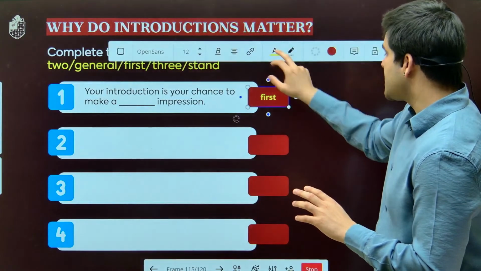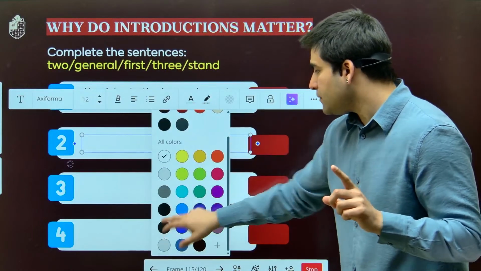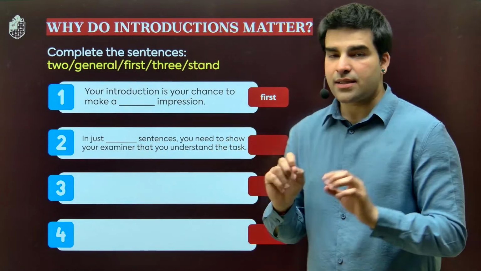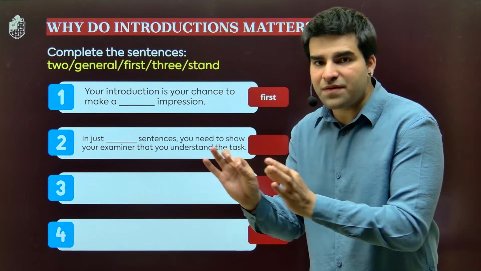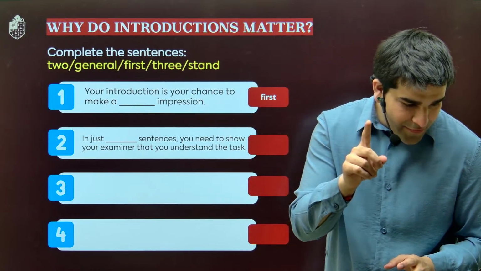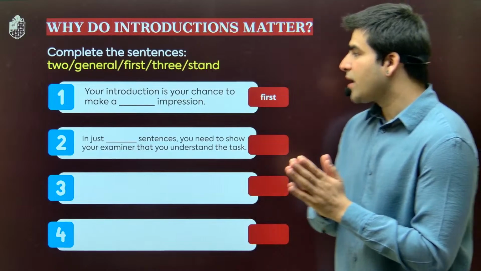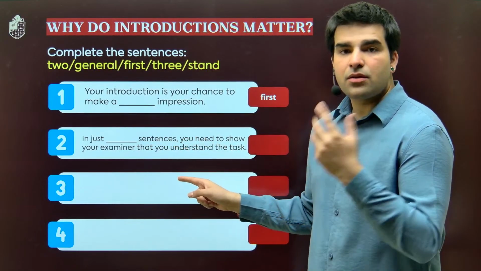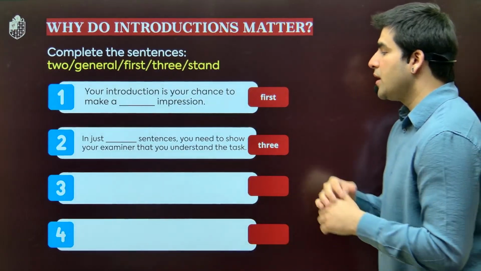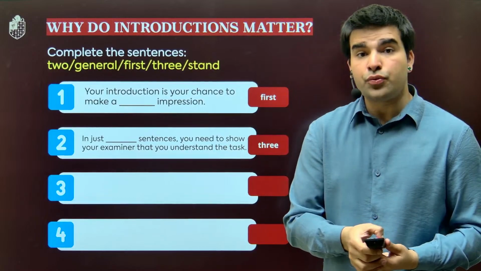All right. I'm going to use a different color so that it's easier for you to see. Perfect. Now, number 2. Have a look. In just dash sentences, you need to show your examiner that you understand the task. That means there's a specific number of sentences that you can write in your introduction, in that time duration. Perfect, great answer. Many people are saying first, great. Pooja, Sneha, Shana, Reema, perfect. Jayanti, lovely. So, in just dash sentences, what is the correct answer? In just 3 sentences, you need to show your examiner that you understand the task. Within 3 sentences, it should be supremely clear.